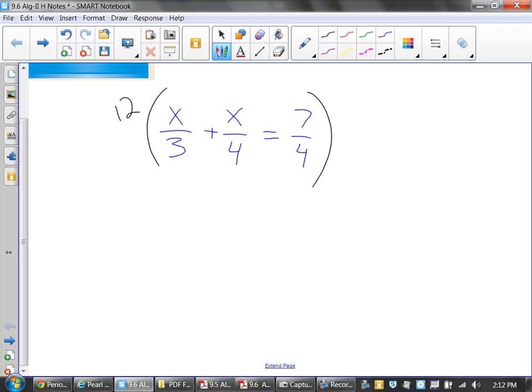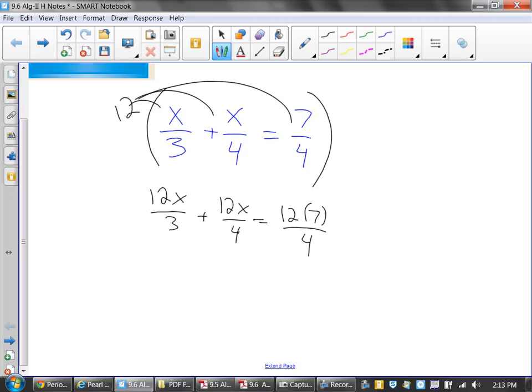Now, this becomes a distribution problem of 3 parts. Do you agree? Here, here, and here. I'm going to walk through showing the actual distribution step each time for the first few of them. After a while, you're going to start to see what is going on, and it picks up rather quickly. Here's what happens. You get 12x over 3 plus 12x over 4 equals 12 times 7 over 4.